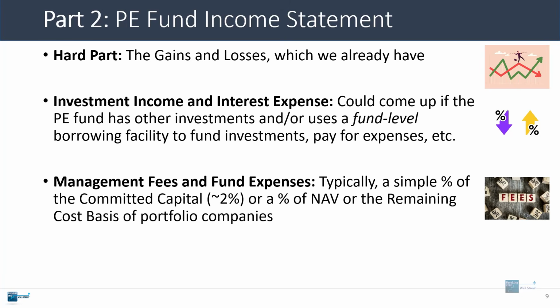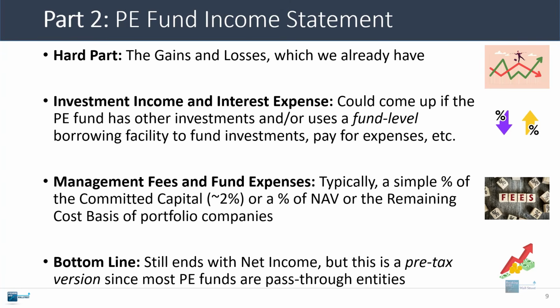The management fees and fund expenses are typically a simple percentage of the committed capital, usually around 2% initially, falling to 1 or 1.5% over time, or they could be a percent of the net asset value or the remaining cost basis of portfolio companies. The bottom line is that the income statement still ends with net income, but it is a pre-tax version of net income because of the fact that most PE funds are pass-through entities.